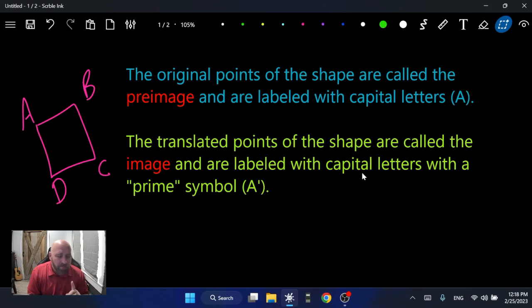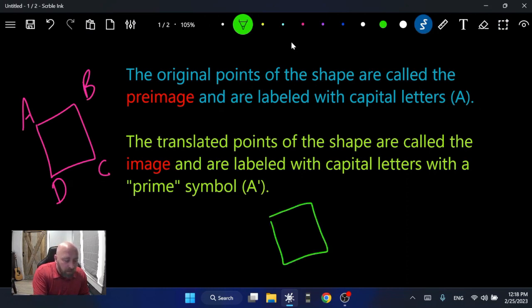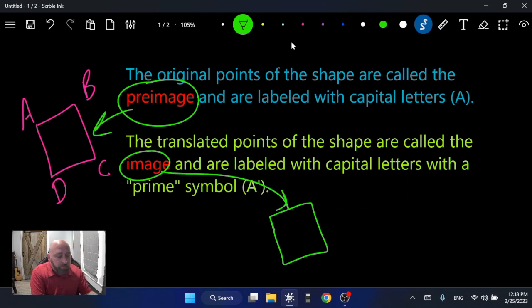Now, notice the difference, with a prime symbol. What is a prime symbol? It's this little tick mark next to the capital letter A. So if this is our original, and let's say our new shape, we're going to move it. So we're going to move our shape down here. Now, it's the same shape. It's still a box, but we've moved it. So here's what we need to do when we move it. This is now the image, right? So this is the pre-image right here, and this is the image right down here.